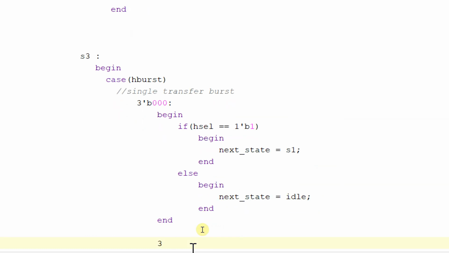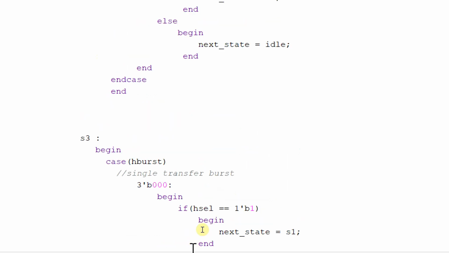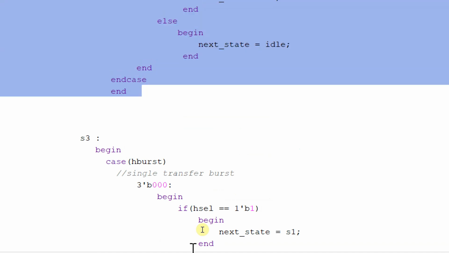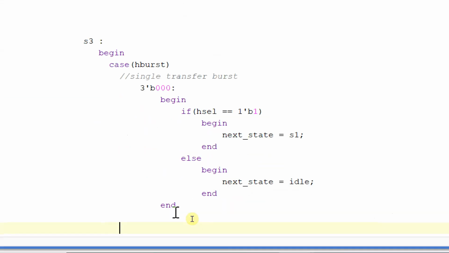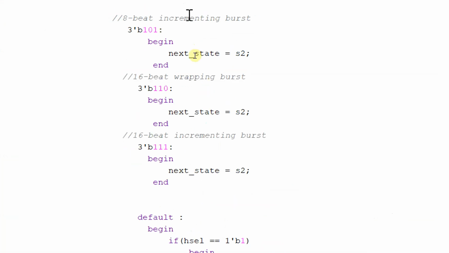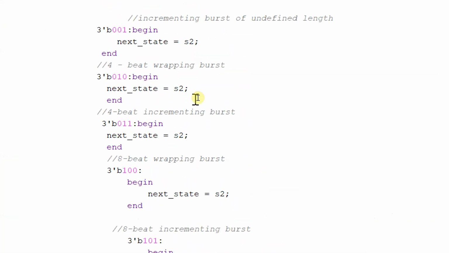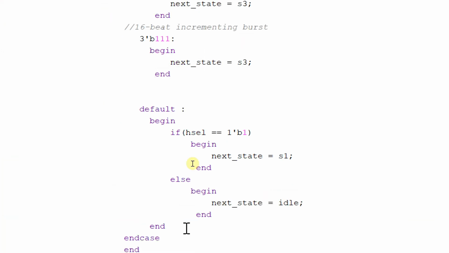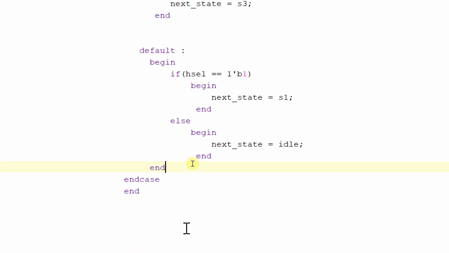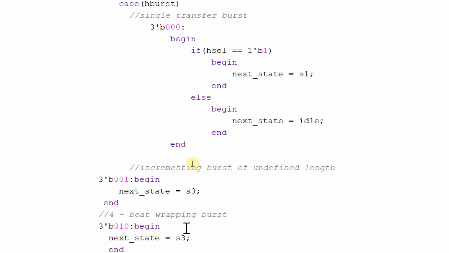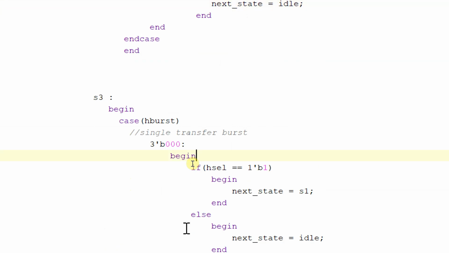And similarly, if it is 3'b001, here I will copy this and paste it over here and replace all the S2s with S3. That's it. So in case of the S3 state, we are considering the case of H burst.